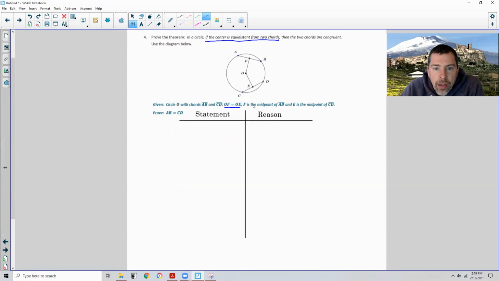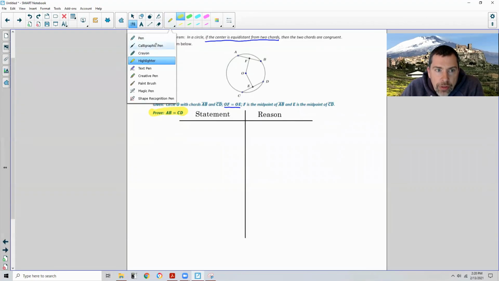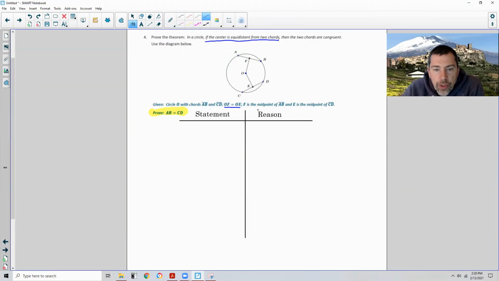That is our given. F is the midpoint of AB. If the center is equidistant from two chords, then it's perpendicular, so it's got to hit at the center, perpendicular bisector. We proved that in this lesson. So F is the midpoint of AB, and E is the midpoint of CD. We want to prove, let's highlight this time, this is what we are trying to prove: AB equals CD. Now we're trying to prove the segments, the chords, are congruent.